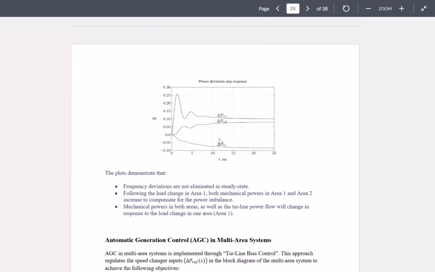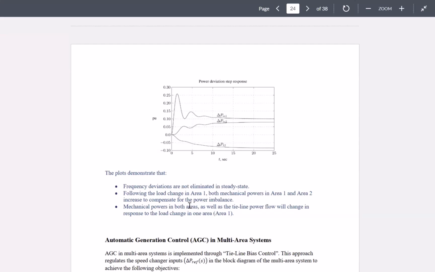Also, out of these three, who should go to 0? If there is a change in load in area number 1, who should go to 0 out of these three plots? There's a change in area 1. Fine. Area 1 needs to tolerate that, which means that delta PM1 could be non-zero. But what about delta PM2 and delta P12? They would need to go back to 0.